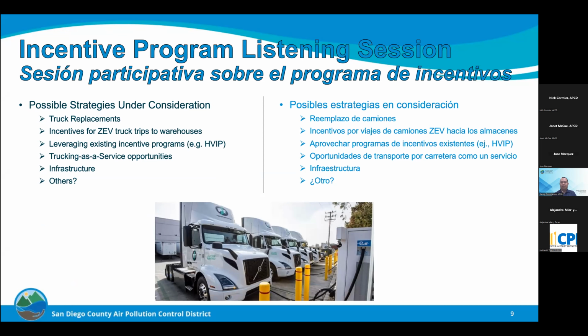The following are some possible strategies for consideration. Replacement of existing diesel trucks with ZEV trucks, providing incentives for ZEV truck trips to and from warehouses, leveraging existing incentive programs, for example, California HVIP, trucking as a service opportunities, infrastructure, and what are some other strategies that should be included on this list? Next slide, please.